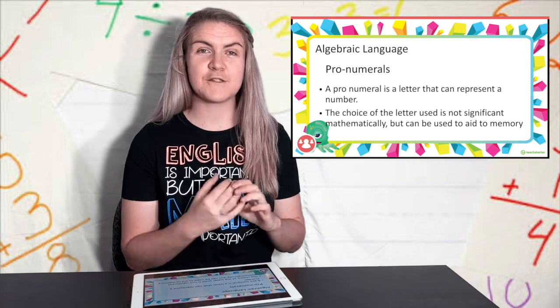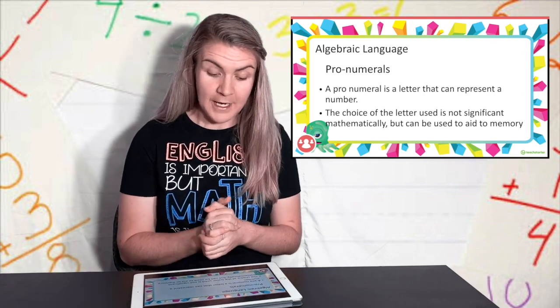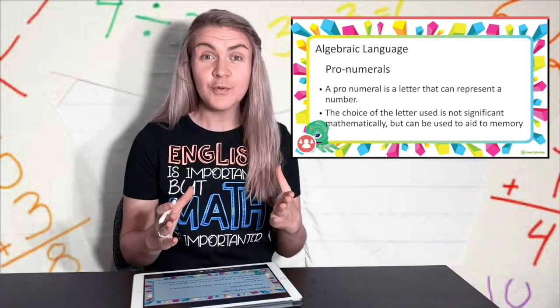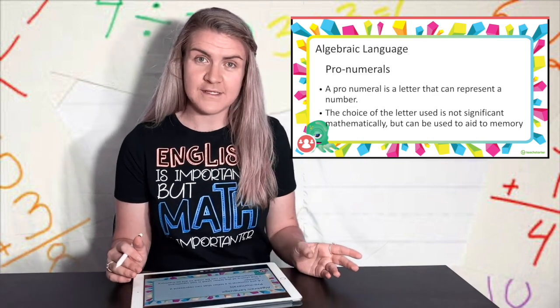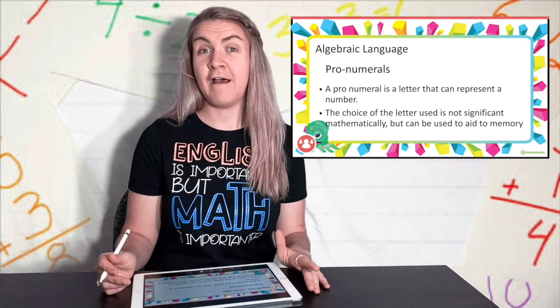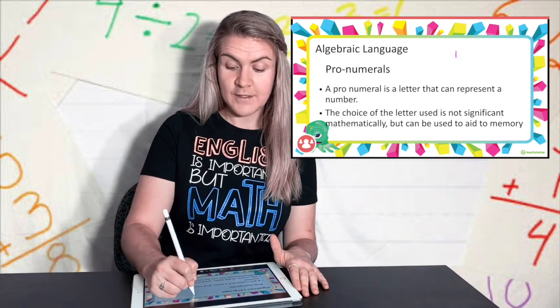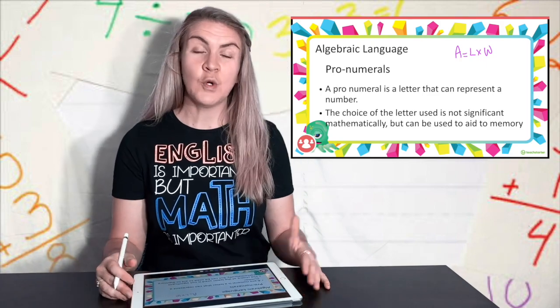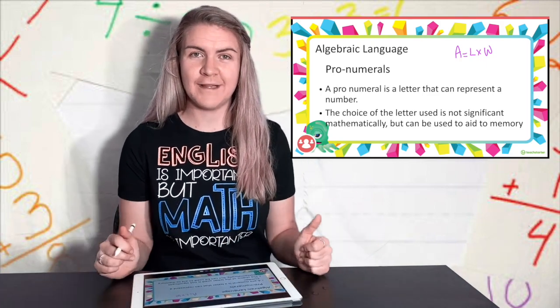The first one is pronumerals. And a pronumeral is a letter that can represent a number. You will have used many examples of this already. Just think about when we found the area of an object. We said A equals length times width. We use letters to replace numbers.